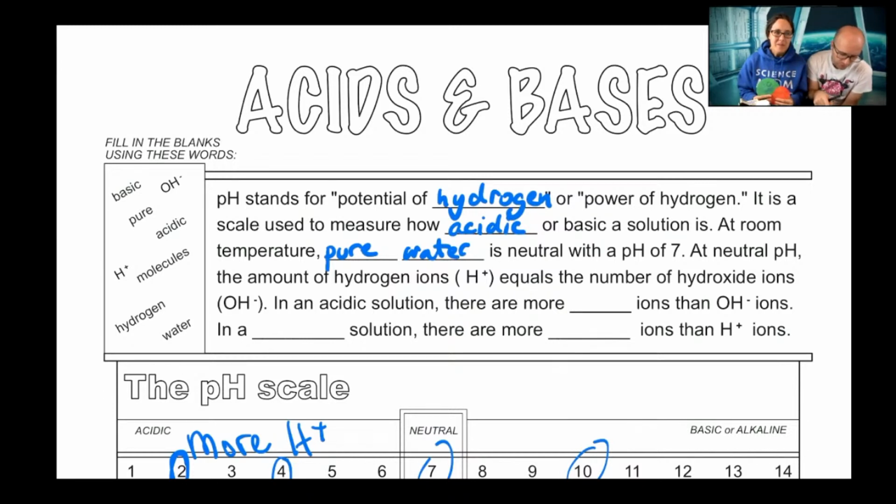Okay. At neutral pH, the amount of hydrogen ions equals the number of hydroxide ions. And in an acidic solution, there are more hydrogen ions than hydroxide ions. So more hydrogen, so more of the H plus. But in a basic solution? Yes, in a basic solution or alkaline. You'll probably see people talk about alkaline just as often as you'll see it called basic. There are two words that mean the same thing. We have more hydroxide. That's our OH minus. Gotcha. Okay, that makes a lot of sense.